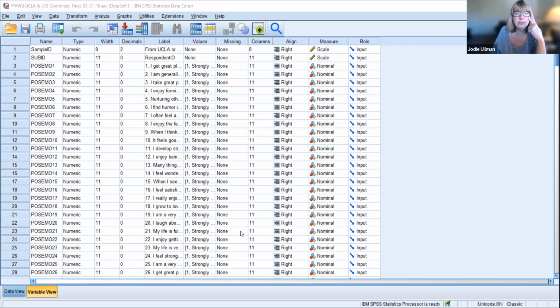And then here's Cook's distance, which is also discussed in the text. And leverage, they center. And Mahalanobis.